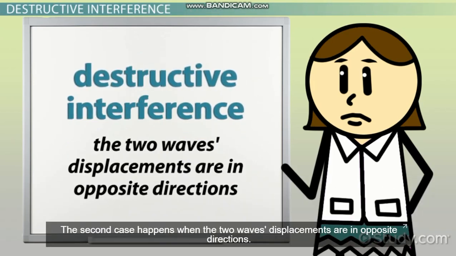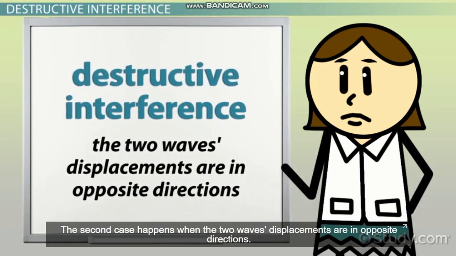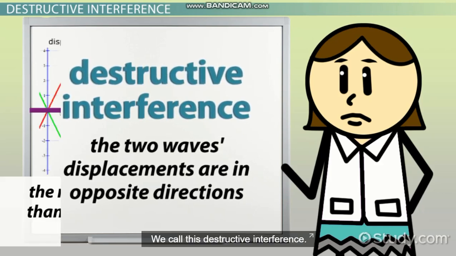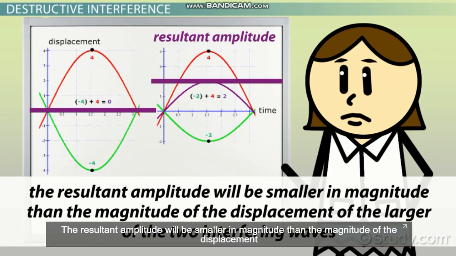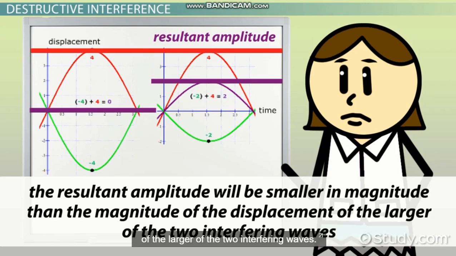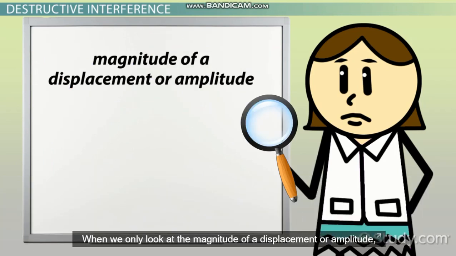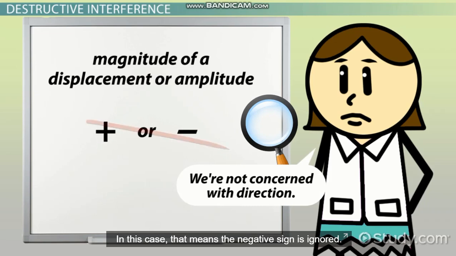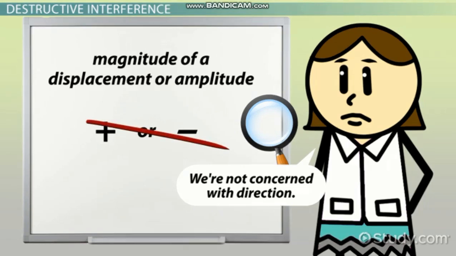The second case happens when the two waves' displacements are in opposite directions. We call this destructive interference. The resultant amplitude will be smaller in magnitude than the magnitude of the displacement of the larger of the two interfering waves. When we only look at the magnitude of a displacement or amplitude, it means we're not concerned with direction. In this case, that means the negative sign is ignored.